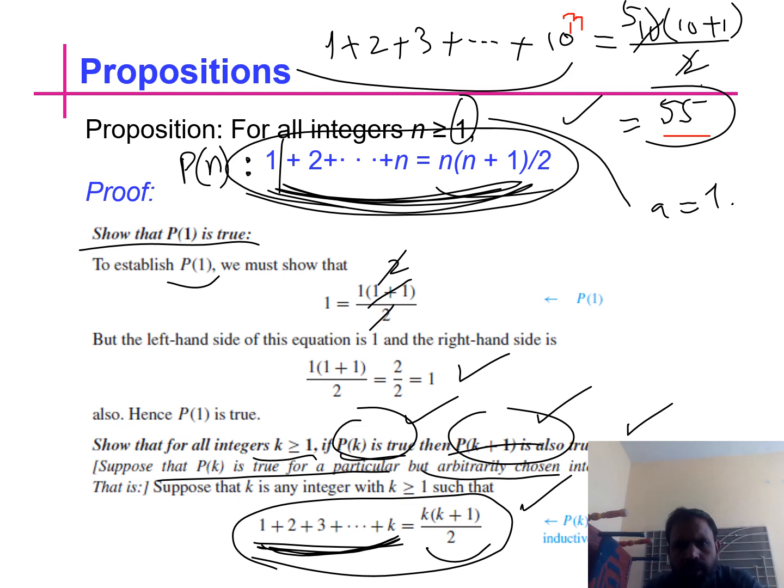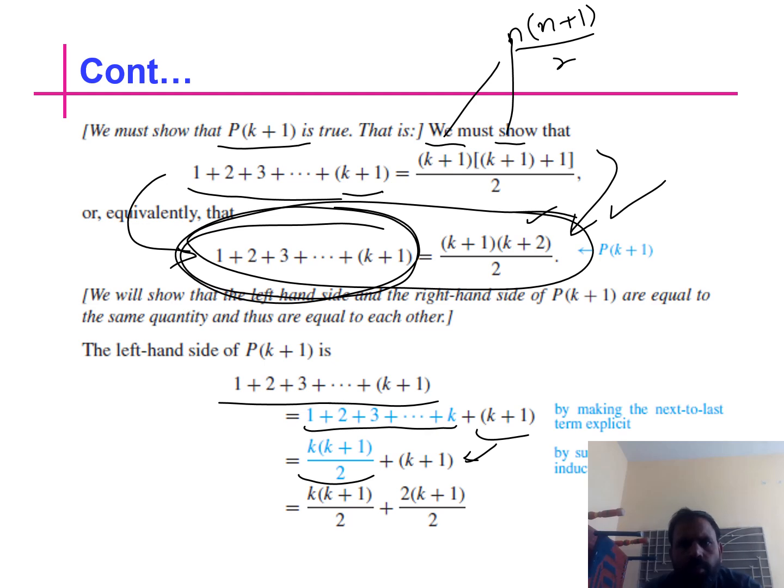We show that for all integers k greater or equal to n, if p of k is true, then p of k plus 1 is also true. So maybe you can use in your pre-calculus that p of k is true for a particular but arbitrarily chosen integer. That is, suppose that k is an integer with k greater or equal to 1, such that 1 plus 2 plus 3 up to k equals k into k plus 1 by 2. We must show that p of k plus 1 is true.